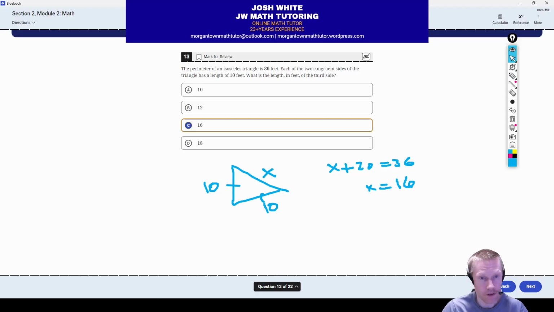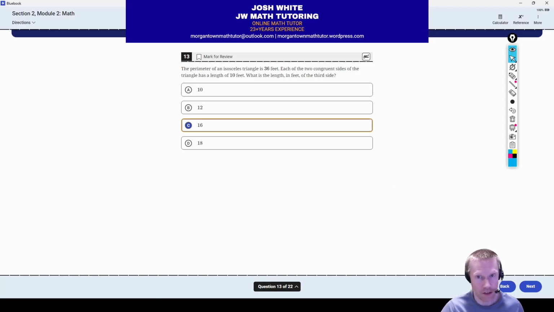You could also back solve this, meaning you could say, okay, start with 10, 10, and 10. Is that 36? No. 10, 10, and 12. Does that add up to 36? No. Move on to 16. Yes, that does add up to 36. And get it that way as well. So whether you set up the equation and solved it, or whether you just plugged in the answer choices to see which one equals 36, either way, it's letter C, 16.